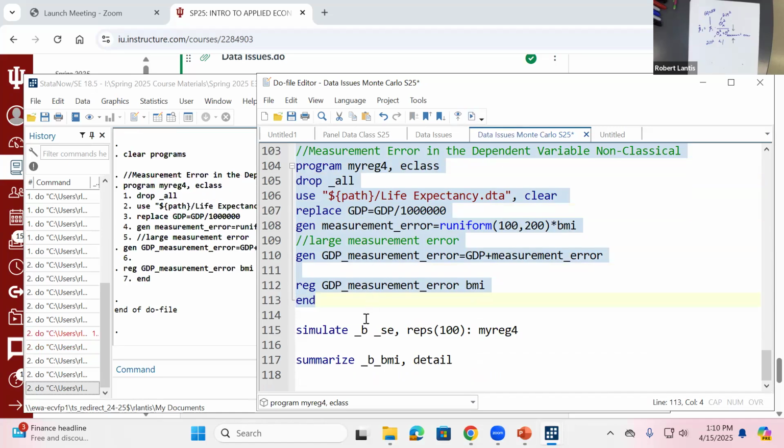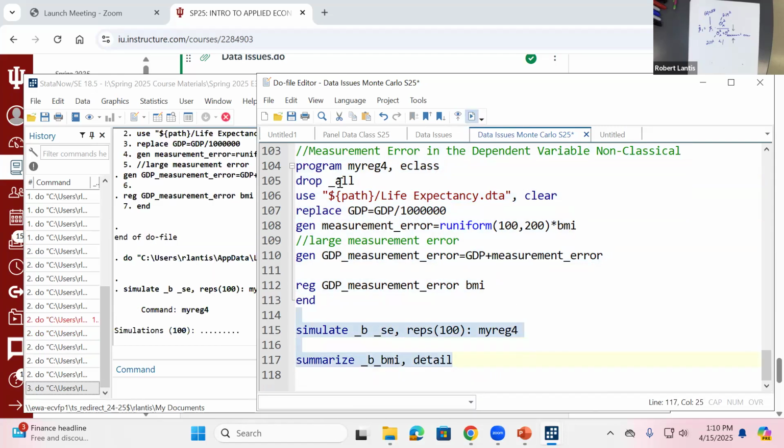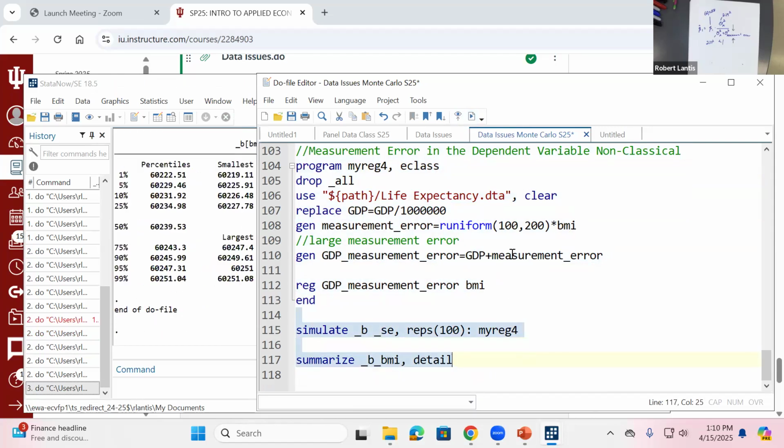So if I run this regression, I then run the simulation 100 times and summarize the coefficient. This was measurement error that we were putting into our dependent variable. Notice, there I am getting a slightly different coefficient. So if I have non-classical measurement error in the dependent variable, that does matter. If the measurement error of my y variable depends on the values of x, I will get different coefficient estimates.